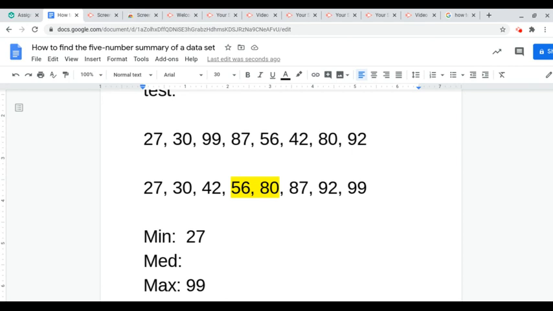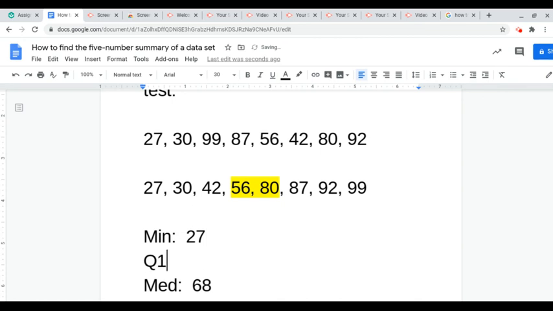So we're just going to add up 56 and 80, and we get 136, and then we're going to divide that by 2. So just add the 2 numbers in the middle and divide by 2 to get the median if there are an even number of values in the data set. So 136 divided by 2 is going to give me 68 for the median.